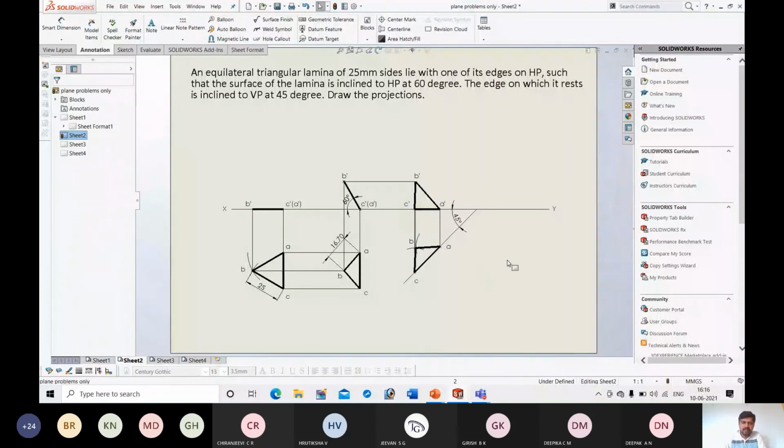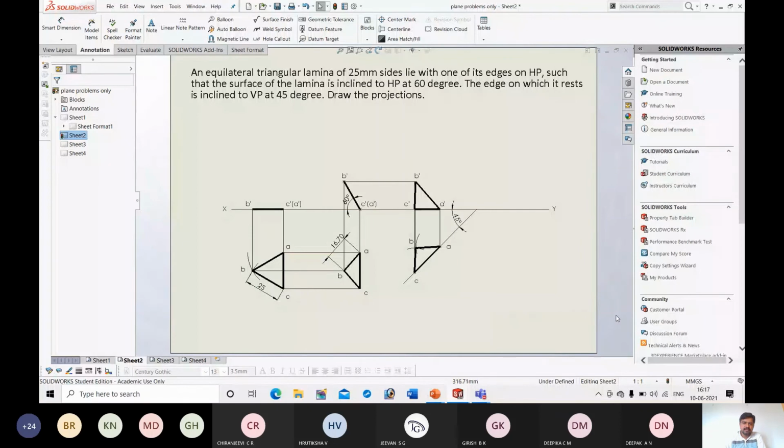Okay, if you have any doubt regarding this, you can ask. We will start from the top view, where it is a regular polygon, a regular equilateral triangle. That means the interior angle will be 60 degrees and the length of all the 3 sides will be 25 mm. Then using this top view, by projecting the points, since it is on HP, the front view will be on the XY line. If it is above HP, the front view will come above XY. But in all problems we will keep the complete lamina on HP. Since the complete lamina is on HP, the front view will be on the XY line only.